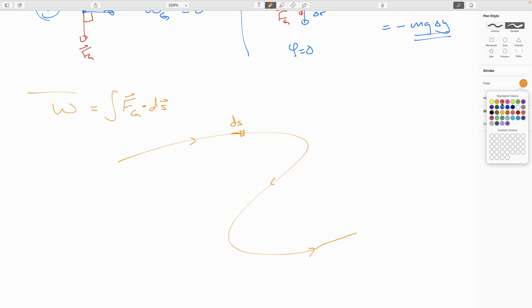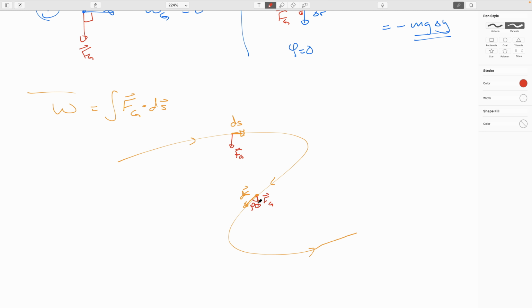So say right here, the force of gravity is going straight down. My ds is to the right and just a shade up. If I pick another point, say right here, my ds is kind of doing that action right there. And my force of gravity is pointing straight down. So the force of gravity here is a constant, and it's always straight down.